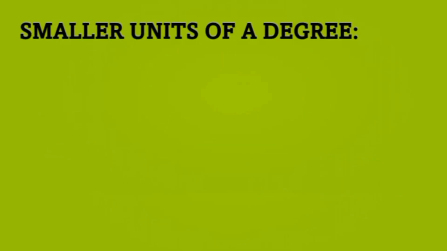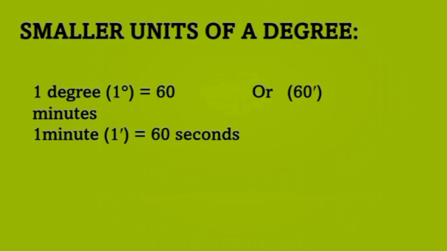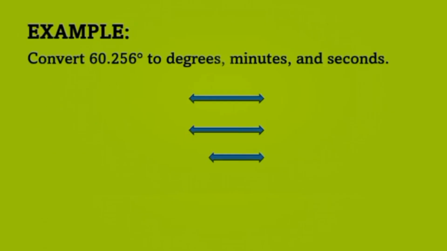Let's go even further. Let's talk about smaller units of a degree. Did you know that 1 degree is equivalent to 60 minutes? Or you can write it as 60 single quotation mark. And 1 minute is equivalent to 60 seconds, or 60 double quotation mark. Like for example, convert 60.256 degrees to degrees, minutes, and seconds.